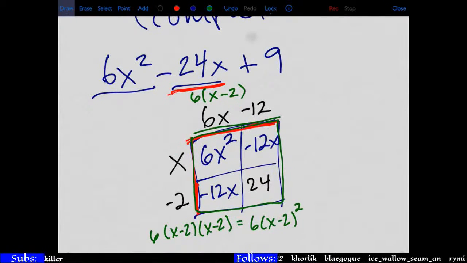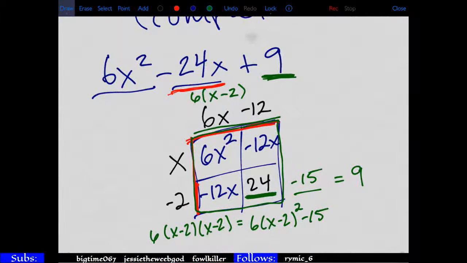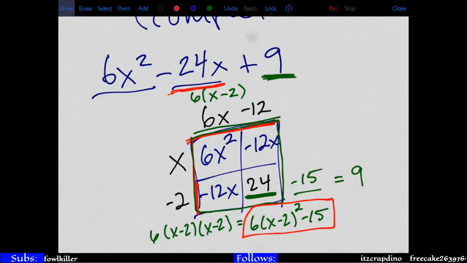So we built our squares that have all the x's. Now, these squares have a problem. In total, they have 24 units in them. But our problem only asks for 9. So we've got to make a correction here. We've got to add or subtract something to get to 9 from the 24 that our squares gave us. So here we are going to subtract 15 to get to that 9, and we put that just on the end of our 6 times (x minus 2) squared. This is your vertex form.